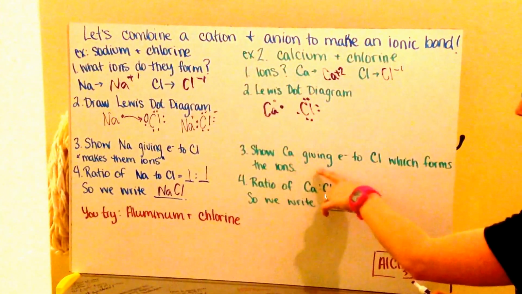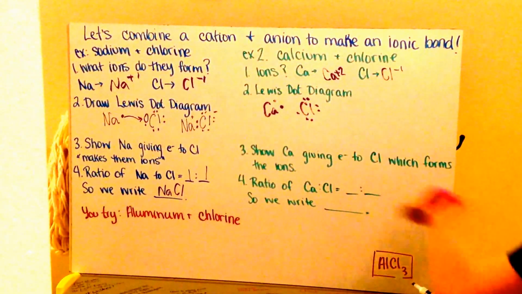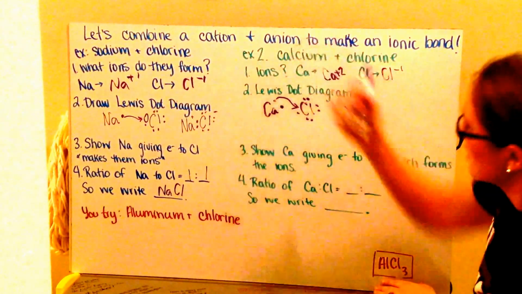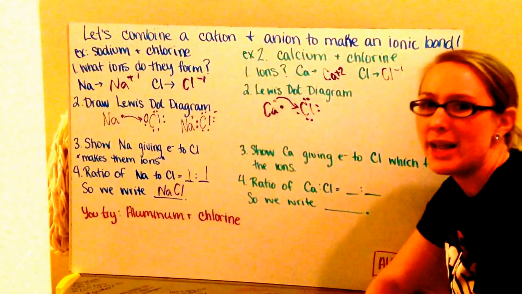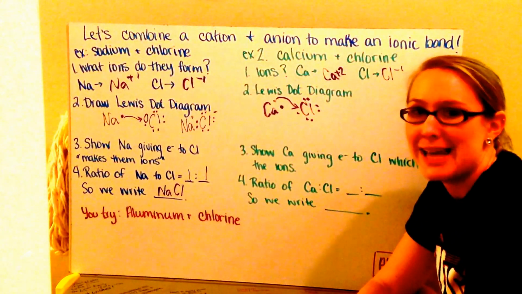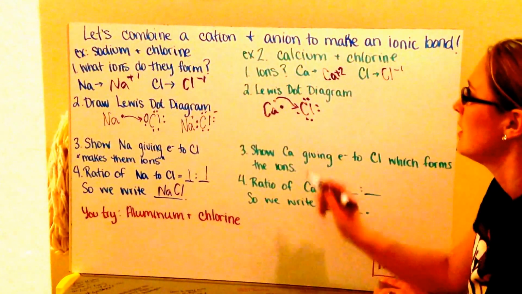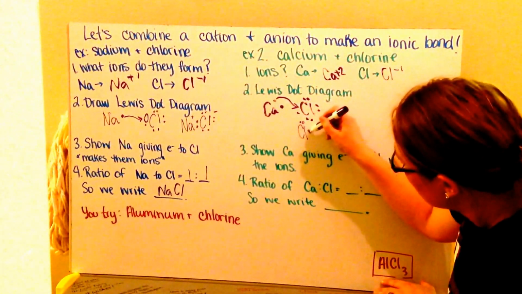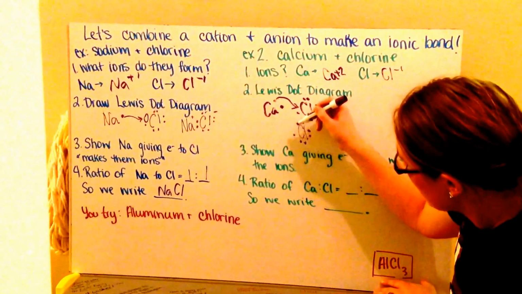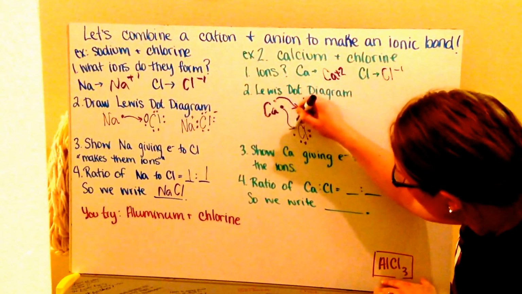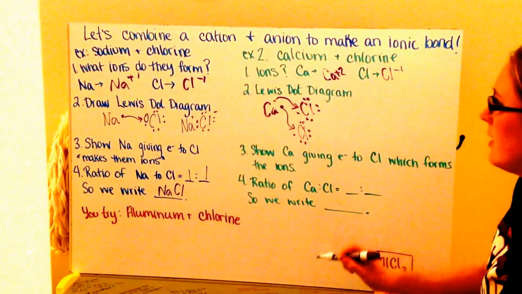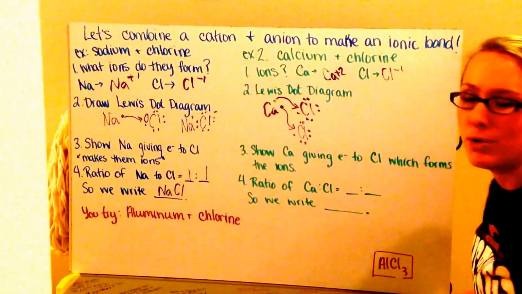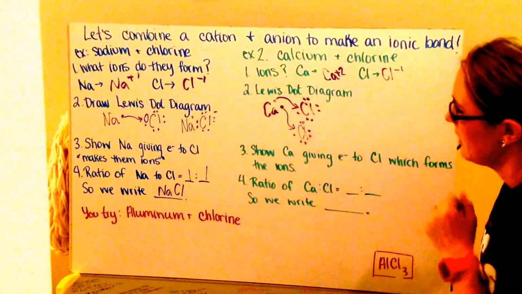Next, I show calcium giving its electron to chlorine, which forms the ions. So I take its electron, and I go ahead and give it to chlorine. But now calcium has 1 extra electron, and it's still not satisfied with having a full outer shell. So I need to incorporate another chloride ion. Again, I showed 7 valence electrons, and now its electron is donated here. Now everybody has either an empty outer shell, which then gets removed, or a full outer shell, like chlorine.